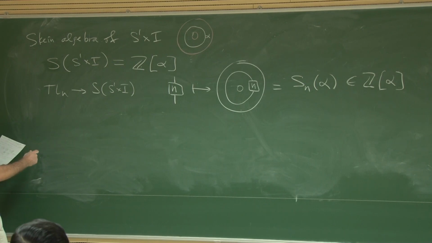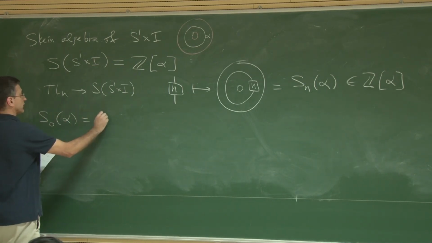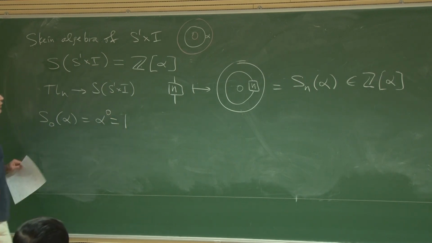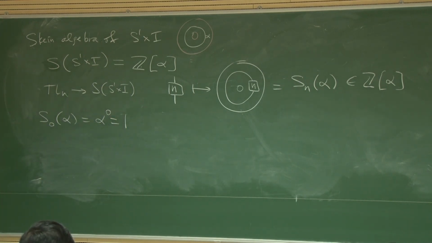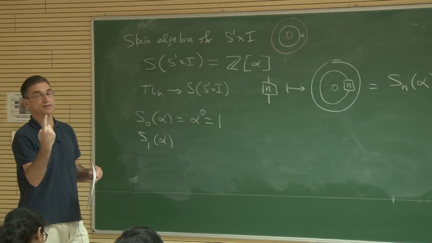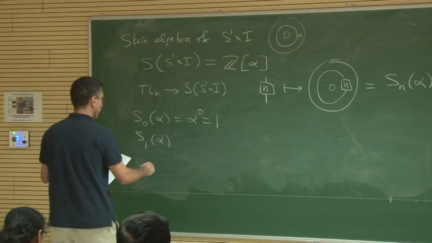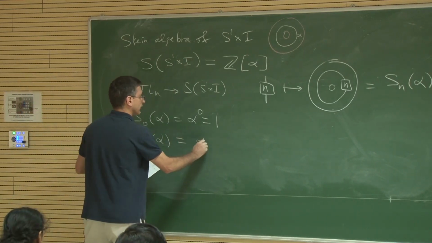So the trivial cases are S0 of alpha is just alpha to the 0th power, which is just 1. S1 of alpha, well, the Jones-Wenzel idempotent on one strand is the one strand. So S1 of alpha is just alpha.